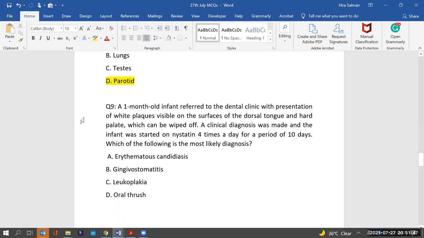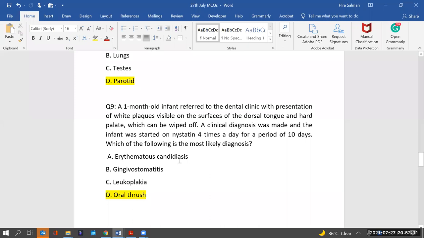They have given you everything. Now they are just asking you for the diagnosis. White plaque is there and they already started nystatin, so there is no ambiguity in solving this question. It's always a clear cut question. Do you think it's erythematous candidiasis or gingivostomatitis or leukoplakia? It's a clear case of oral thrush, based on the treatment they have already started and based on the presentation.